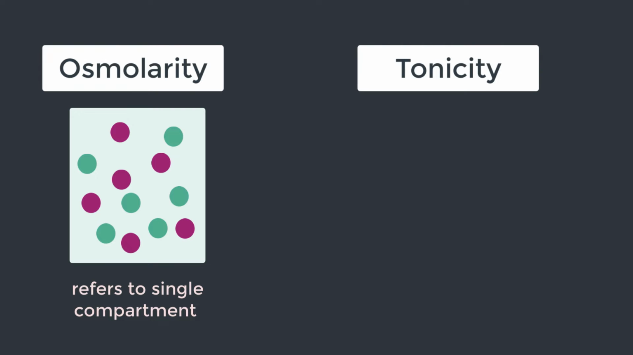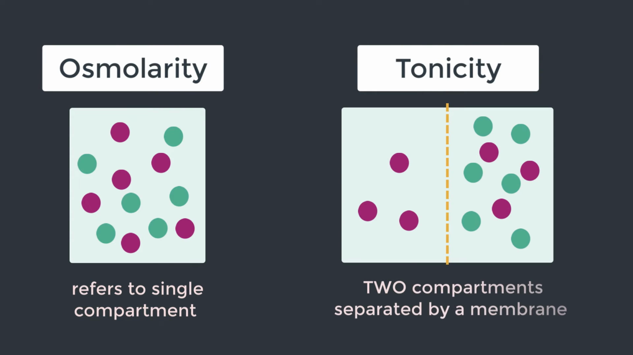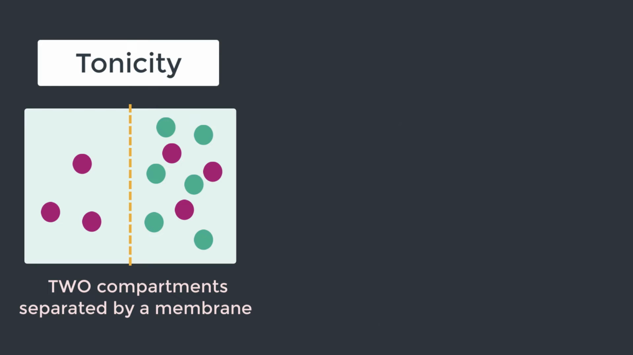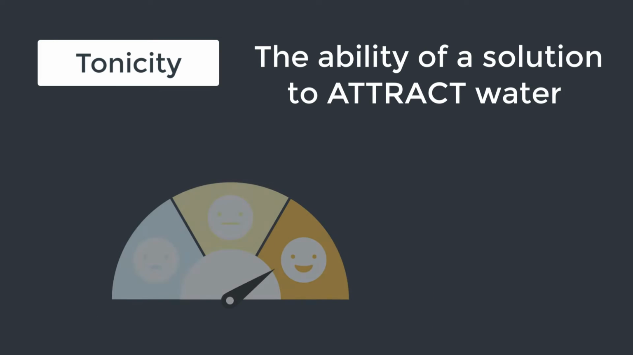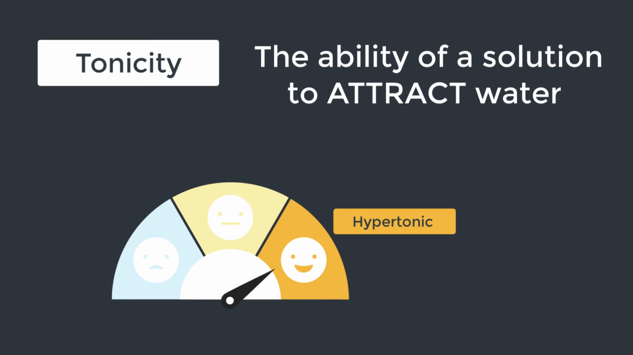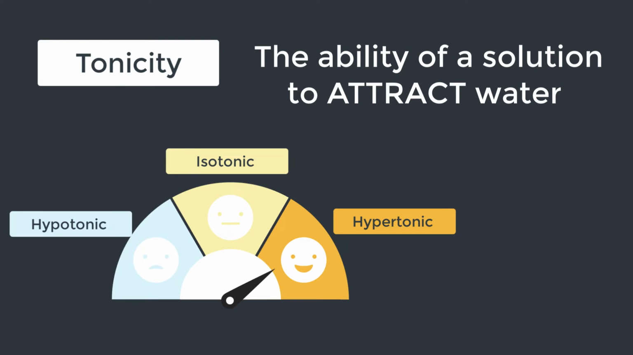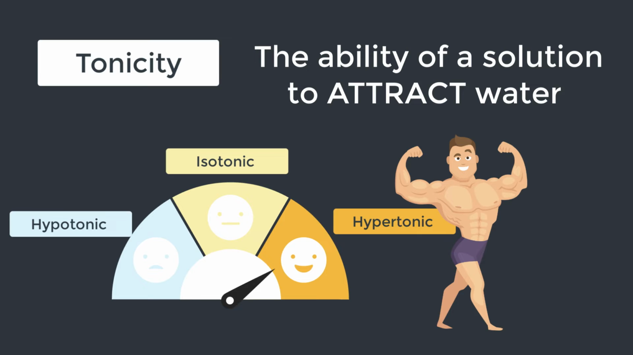Tonicity is a concept which refers to 2 compartments or solutions that are side by side and separated by a semi-permeable membrane. And more specifically, tonicity refers to the ability of a solution to magnetize water into that compartment. And because tonicity is a concept, it's not measured in a scientific unit. Rather, we give it a rating. We rate it as hypertonic, hypotonic, or isotonic. And the more tonic it is, the more water will be drawn towards it by osmosis.